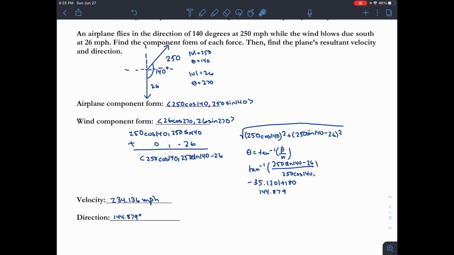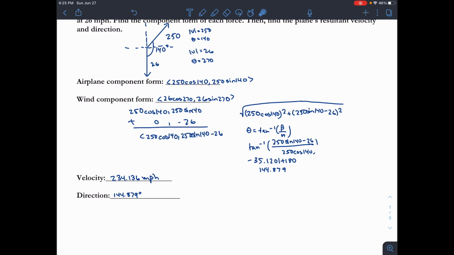So next, we find the velocity. What we do is we put it into the formula. We do the square root of this, so 250 cosine 140 in parentheses squared plus, this is basically the Pythagorean theorem, 250 sine 140 minus 26 in parentheses squared. So all this squared, when we put this in the calculator, we get 234.136. And so we know this would be our velocity, which is the magnitude of the resultant vector.